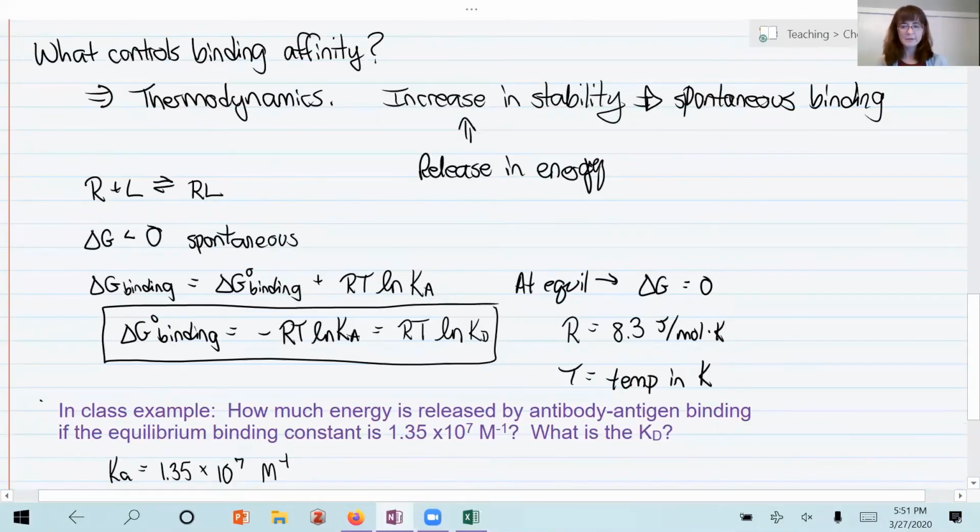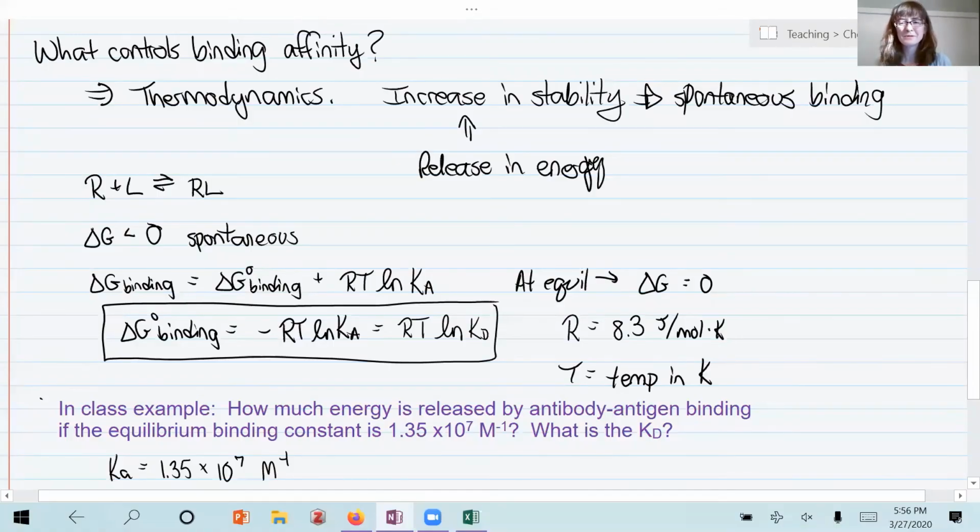Okay, and so here in purple you can see the problem. So let's say that you've measured the equilibrium binding constant for an antibody antigen interaction, and it's 1.3 times 10 to the 7 per molar. So I'm going to ask you to calculate how much energy is released in that process and what is the KD. So go ahead and try this, pause the video, and then come back.